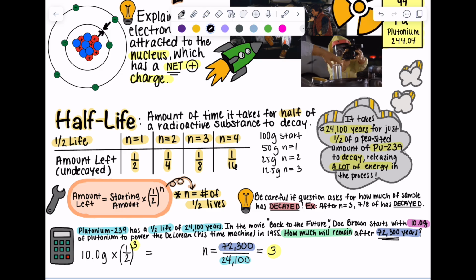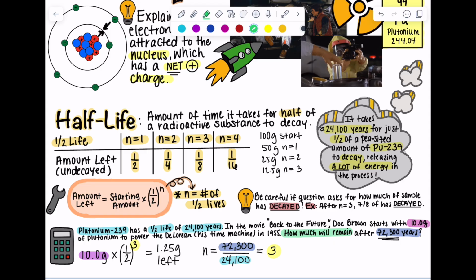Now it's my favorite part. We're just going to plug and chug into this formula. So you take the initial sample, which is 10 grams, times 1/2 raised to the 3rd power. And when you plug all this into your calculator, you should have gotten that after 72,300 years, only 1.25 grams of Doc Brown's original sample will remain. And that's why radioactive elements hang around for so long.